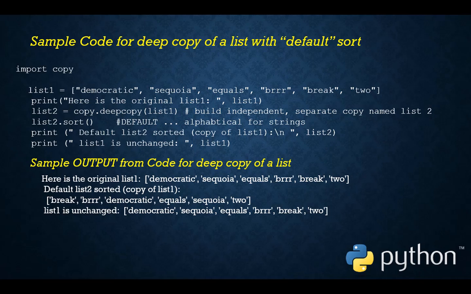We sort list 2. The default method of sorting a list of characters in words will be using an alphabetic approach. Then we print the sorted copy of list 1 named list 2, and then we print list 1. And notice that although list 2 is sorted in alphabetical order, list 1 remains unchanged.